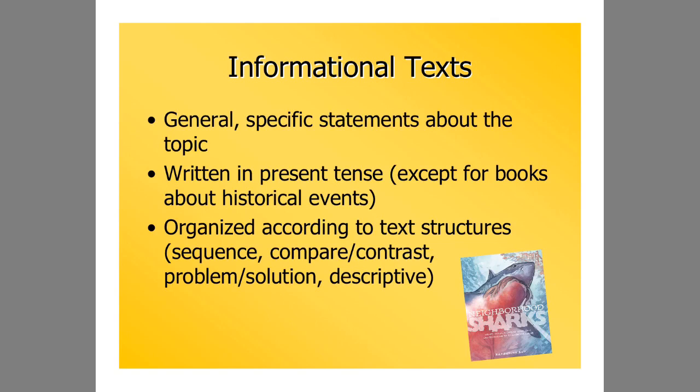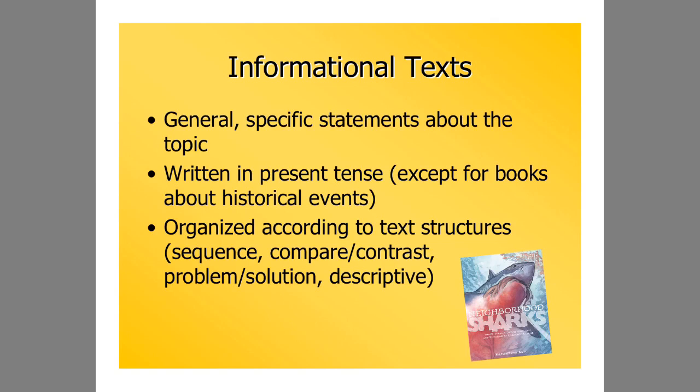And informational texts are usually organized according to different text structures. And again, a text structure is just a way that authors choose to organize the information that they're presenting. So these are some of the common types. We have sequence, which is also known as chronological. And with that text structure, authors tend to tell a sequence of events from the beginning to the end.